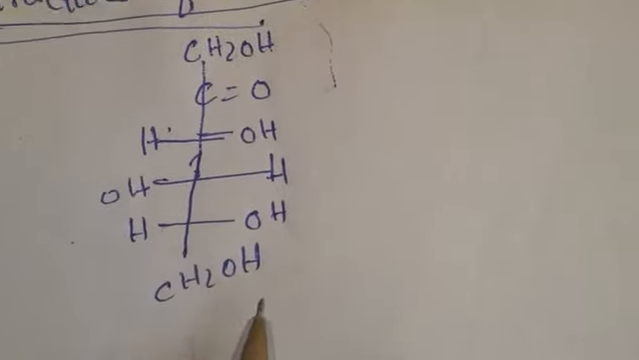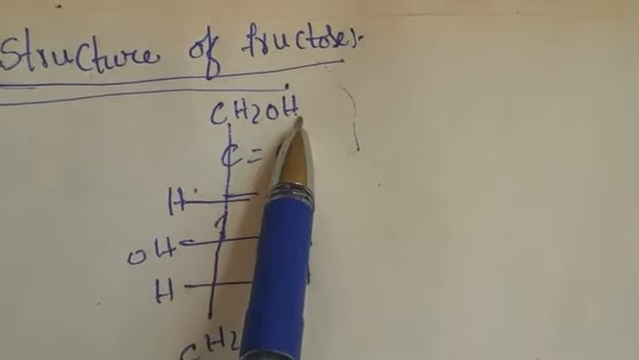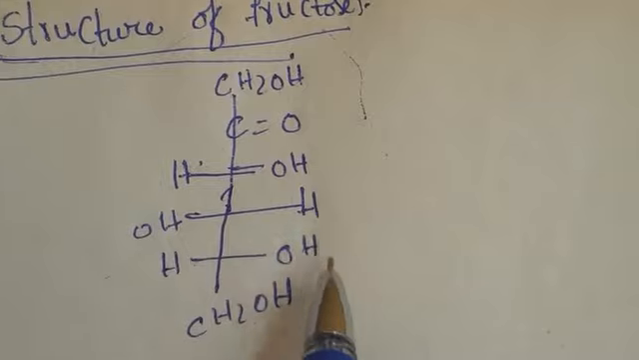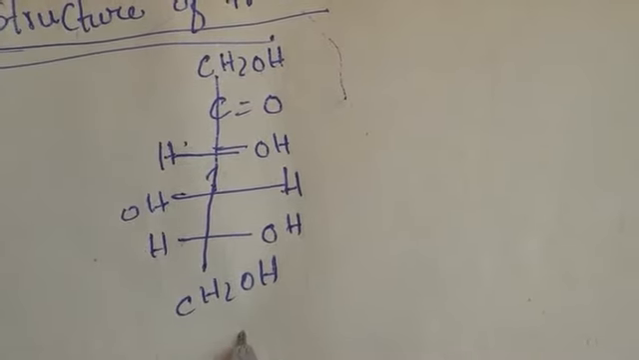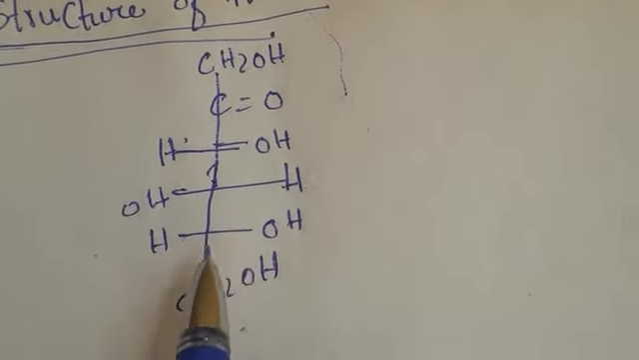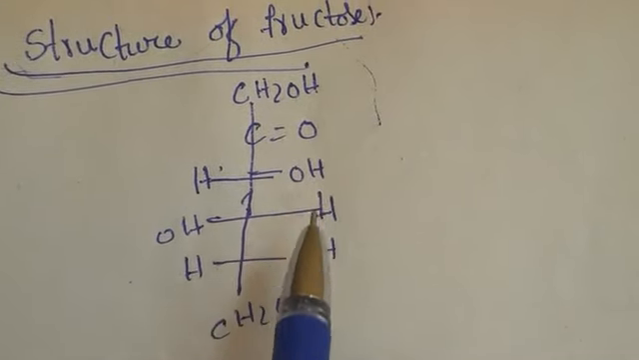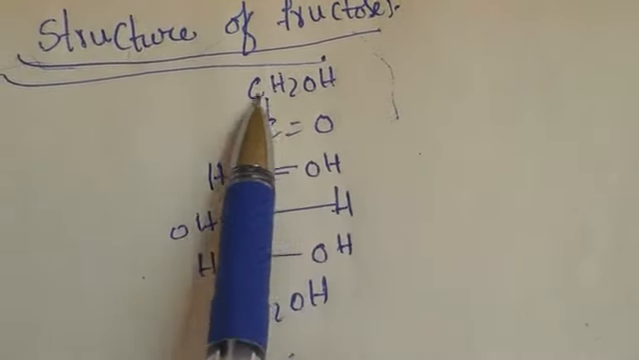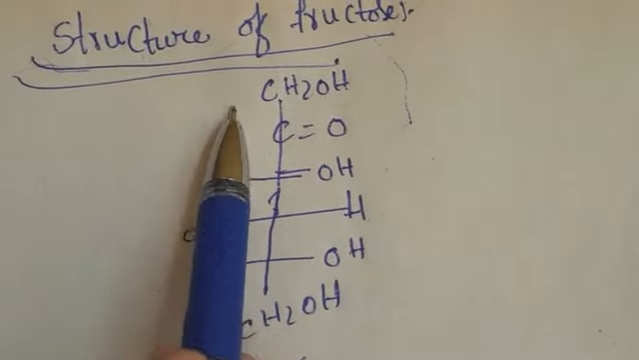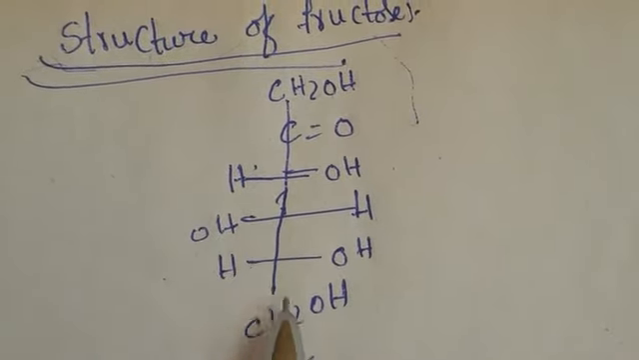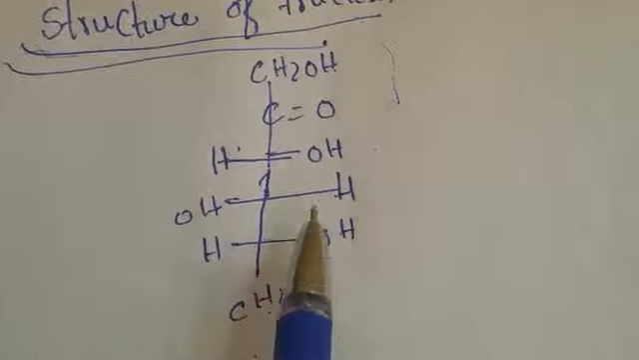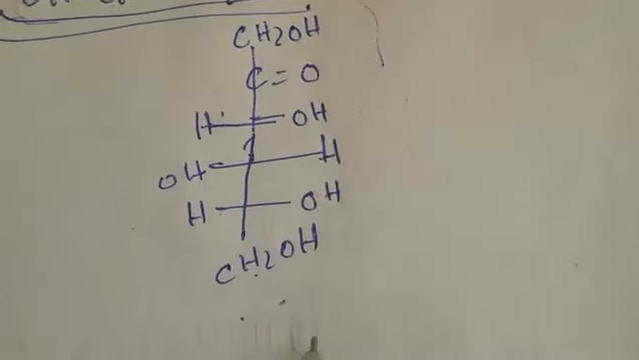Coming to this, how many hydroxyl groups are present? 1, 2, 3, 4, 5. Here also 5 hydroxyl groups are present, 2 of them primary, and a ketone functional group is present. The carbons are in an open chain and also in a straight chain. So all these we have to prove here.